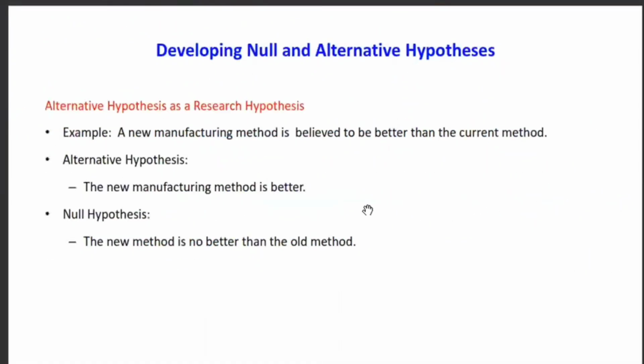Now, next. See, a new manufacturing method is believed better than the current one. What is the present one? Current is the present one. The null hypothesis says that the new method is not better than the current method, meaning there is no difference. Both are the same. If both are the same, then why do I have to implement the new method? When will I implement the new method? When it is better than that one.